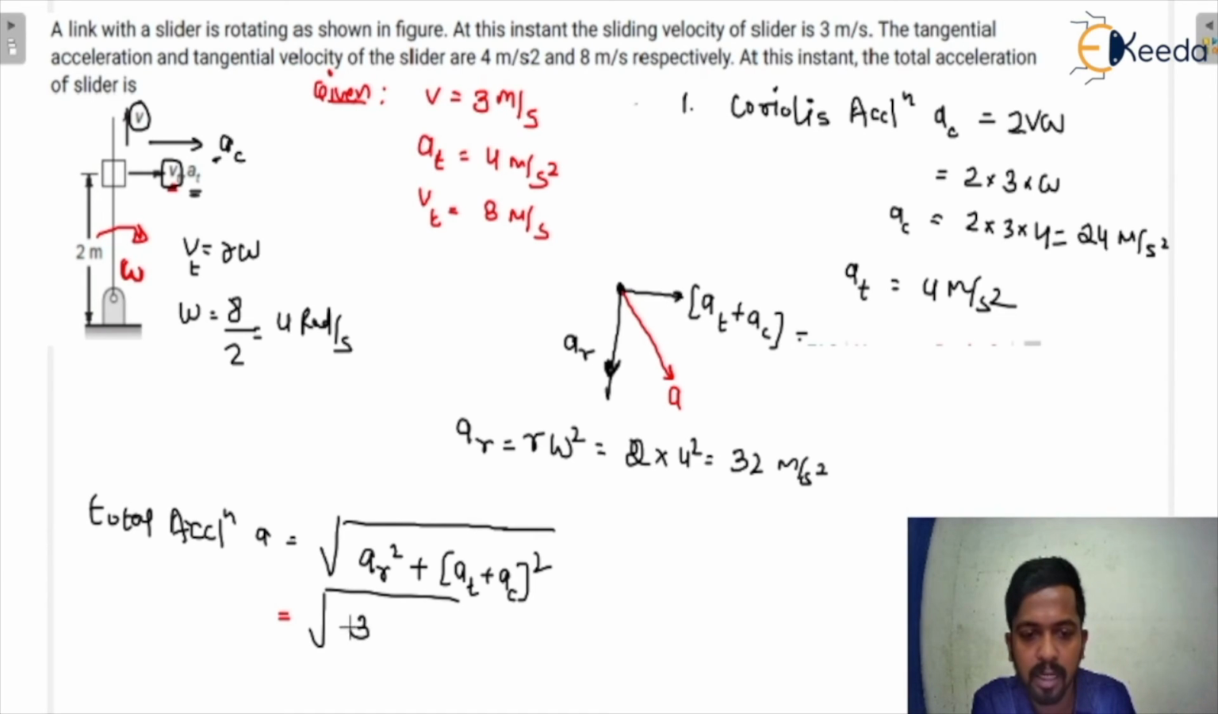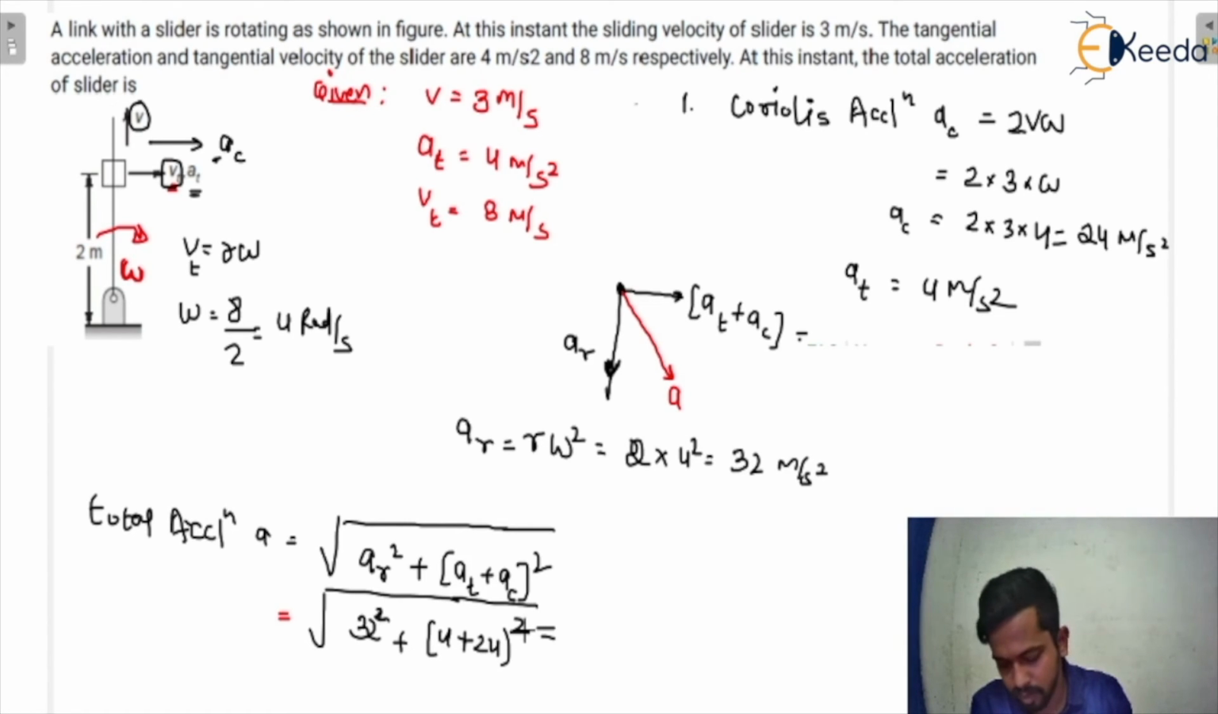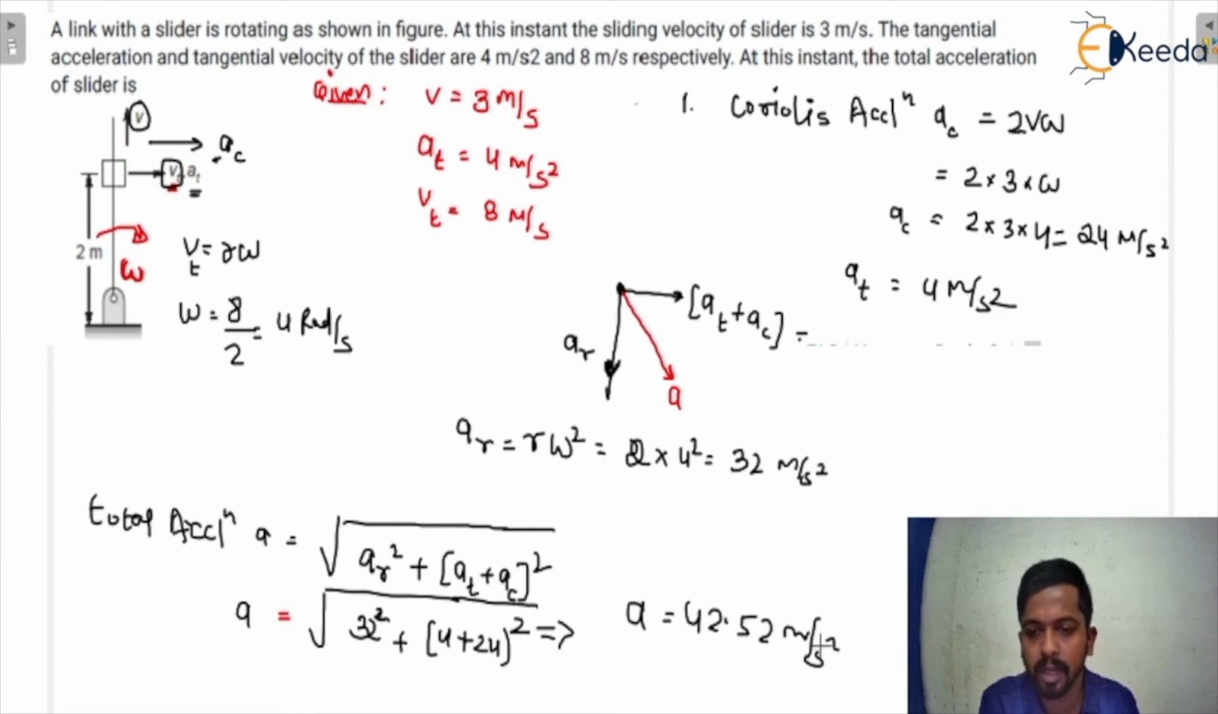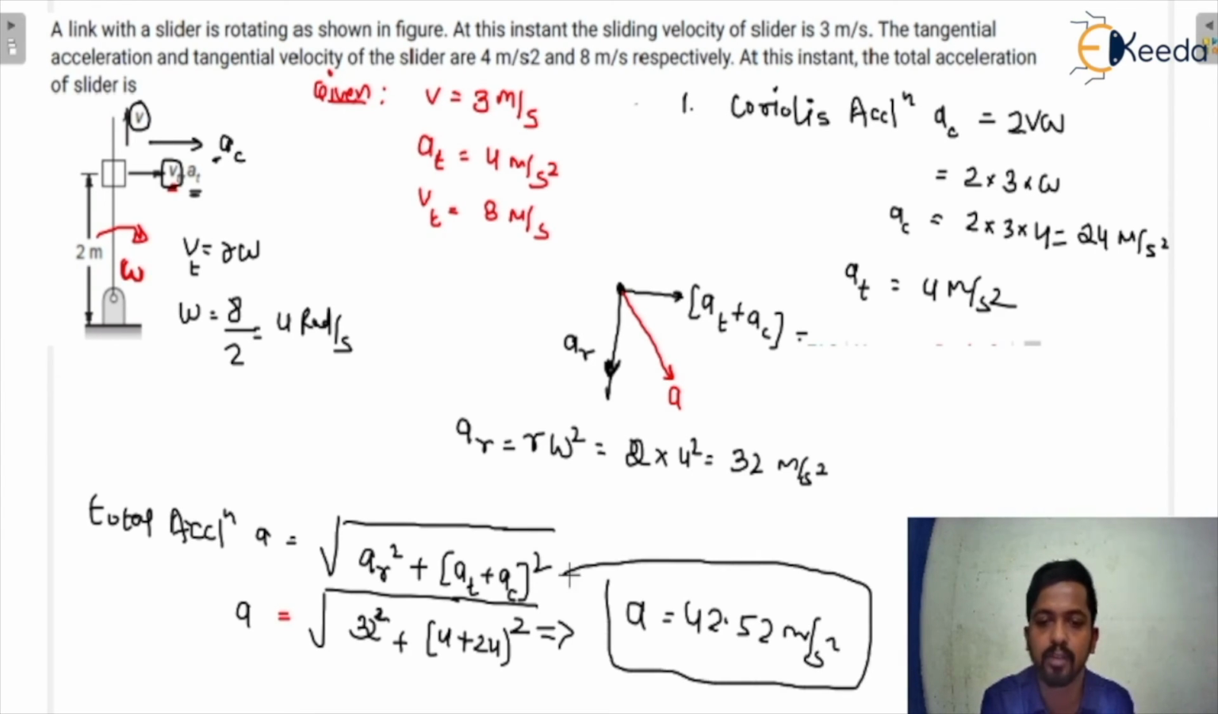That is, a r means 32 square plus, what is the Coriolis, that is 24. So you will get the final answer, 24 plus 28. So finally you will get the total acceleration, and that would be 42.52 meter per second square. I hope you will understand the solution of this question.